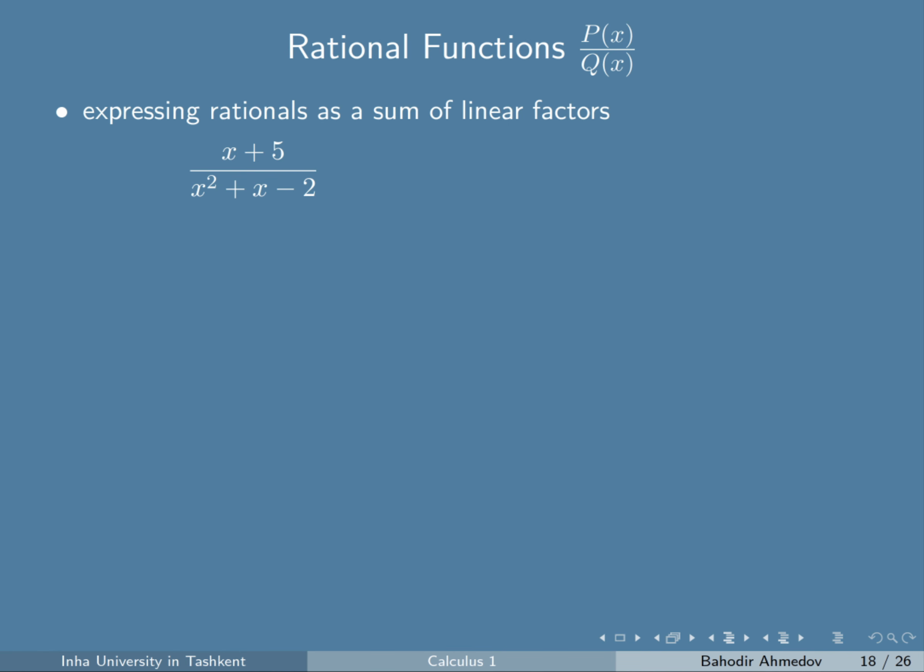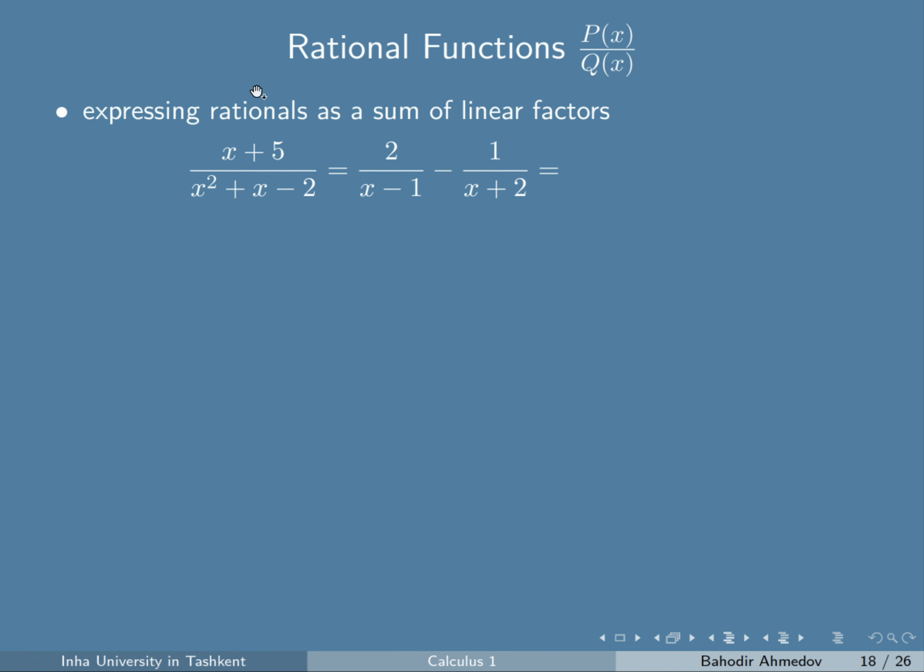So the next topic which we're going to discuss is the integration of rational functions. We call a function a rational function when it is the ratio of two polynomials, right? So the idea of integrating a rational function is to express the denominator as the product of linear factors. For example, if we're given the rational function x plus 5 over x squared plus x minus 2, we can write this as 2 over x minus 1 minus 1 over x plus 2.